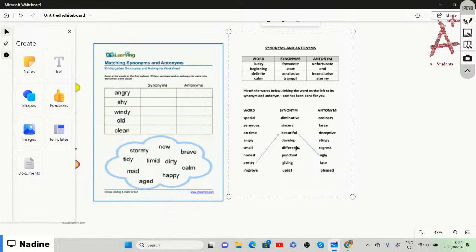So now, special. The word special. What is the same meaning as special? If someone is special or something is special, special. Is it diminutive, sincere, develop, different, punctual, giving, or upset? Special, right? And then we also need to think of the antonym of the word special.